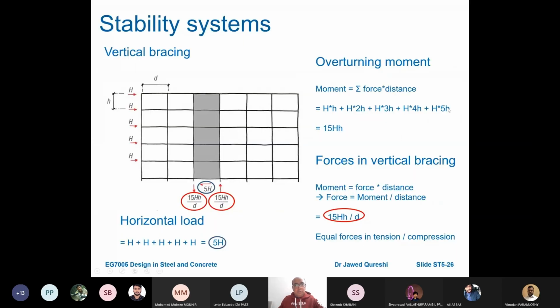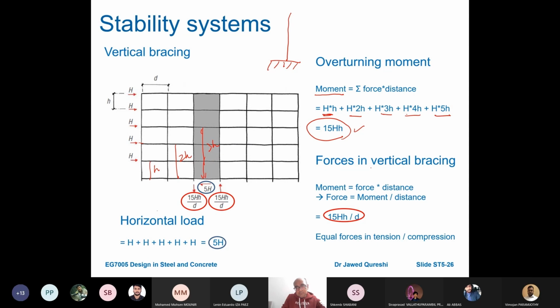Then how do we work out overturning moment and how do we work out forces in vertical bracing? The moment is equal to force times distance. Remember that the building acts as a vertical cantilever when we are using horizontal loading. We are starting from here. The height of this floor is h. Capital H is a force times h. It gives us this force. And then H times 2h will give us the second force. Similarly, H times 3h will give us the third force, and the fourth and fifth forces. So in total, we have 15 capital H times h. This is giving us the total moment.